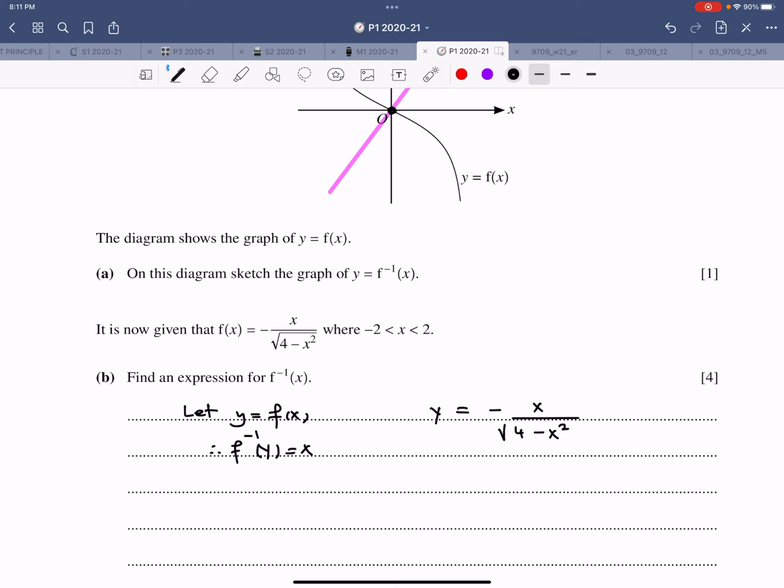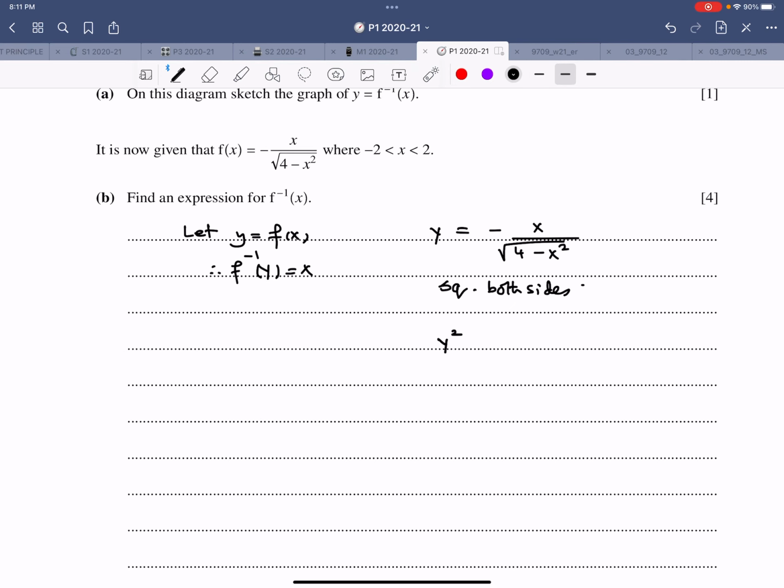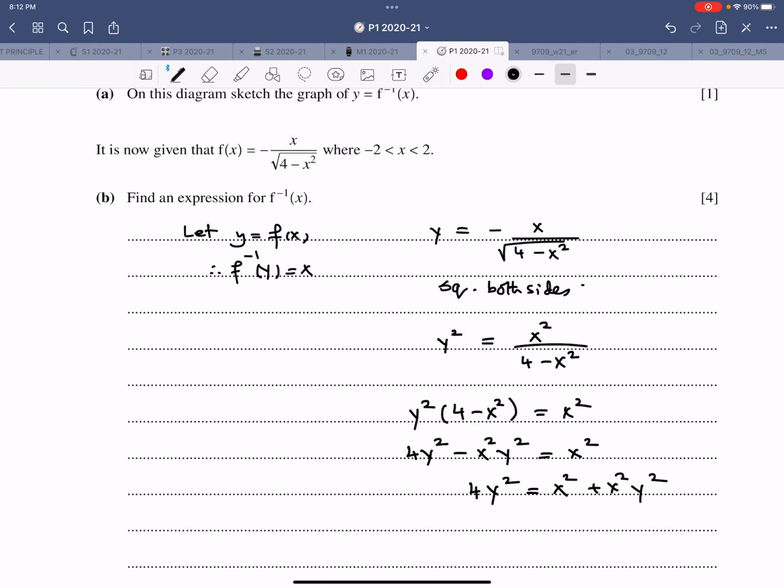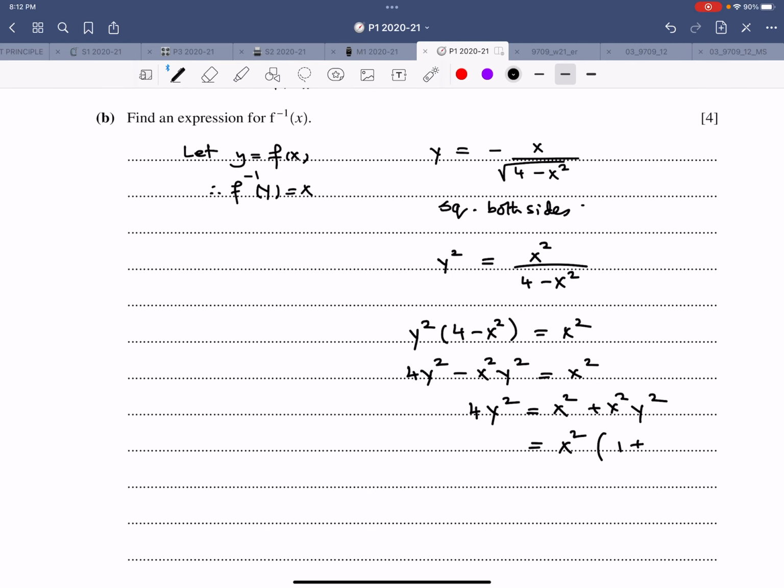First thing first, square both sides. So when you square both sides, what do you get? You get y squared equals x squared over 4 minus x squared. y squared into 4 minus x squared equals x squared. 4y squared minus x squared y squared equals x squared. And then x squared plus x squared y squared equals 4y squared. x squared common, 1 plus y squared equals 4y squared. Therefore x squared is 4y squared divided by 1 plus y squared.